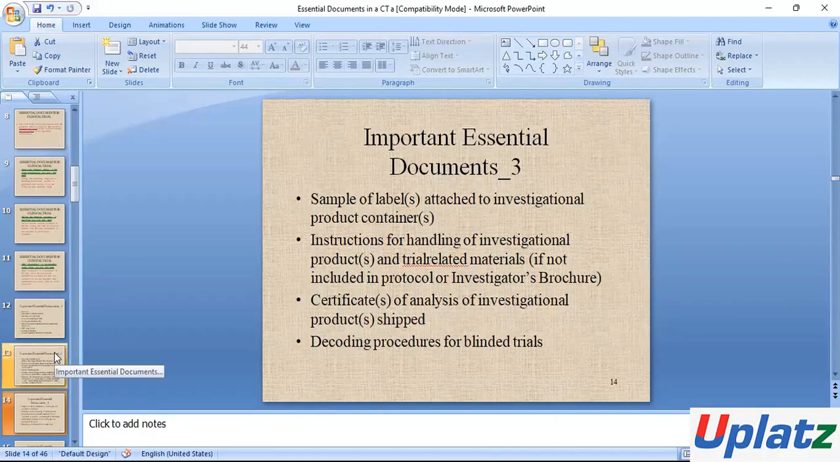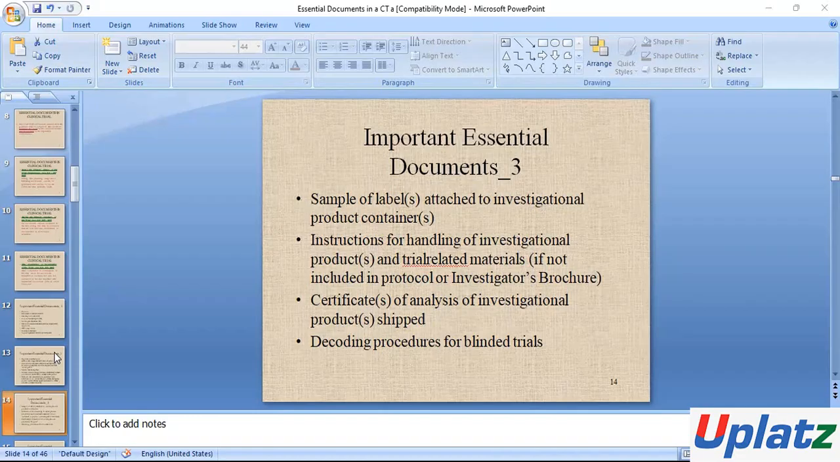Next is certificate of analysis of investigational product. So this certificate, COA, certificate of analysis, is issued by manufacturer, supplier, or distributor of a product, including investigational product, to provide information on the quality and purity of the product. Okay, therefore, the sponsor or manufacturer of the investigational product should provide certificate of analysis of each batch of the product that is shipped to clinical trial site.